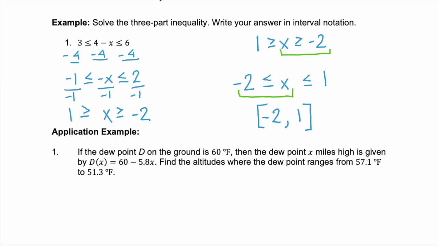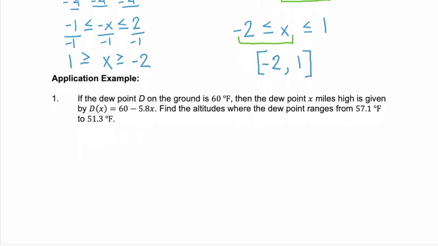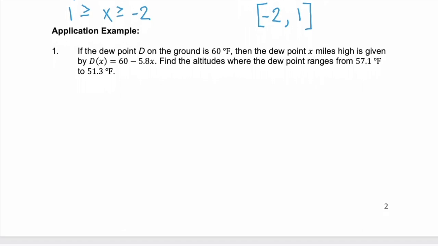How about an application example? If the dew point D on the ground is 60 degrees Fahrenheit, then the dew point x miles high is given by d of x equals 60 minus 5.8x. Now, d of x, this is just function notation. It's just another way of naming a function. So this is saying d, the dew function, given x miles.